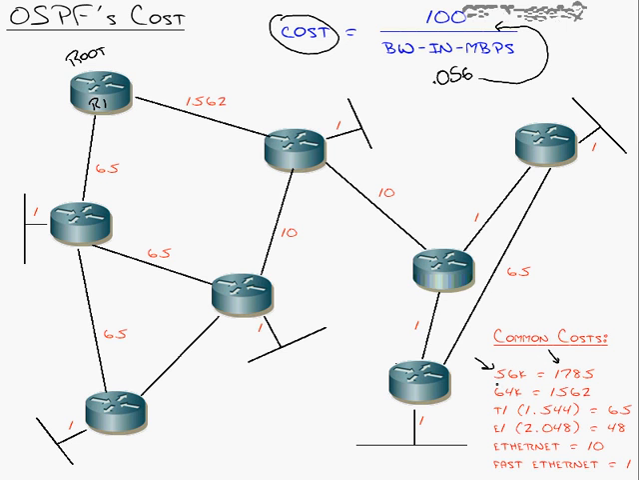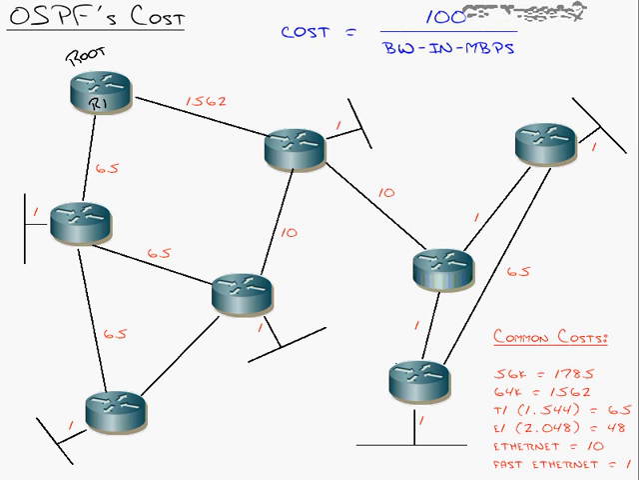64K link, maybe one ISDN B channel, 1562. T1 line, 65. And then the list goes on and on, 48, 10, 1, because fast Ethernet is bandwidth of 100 megabits per second into 100, and that ends up equaling a cost of 1. So whenever you're thinking of the OSPF metric, think cost, not bandwidth. It's actually that formula.